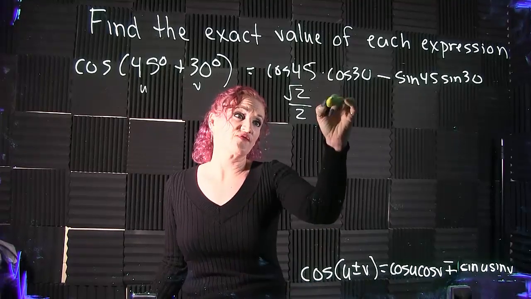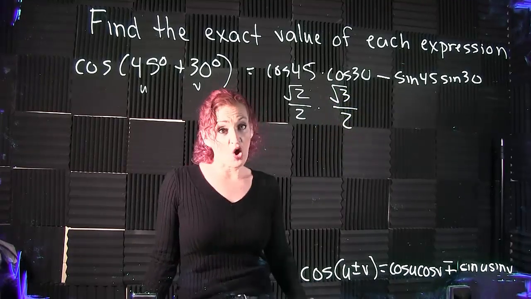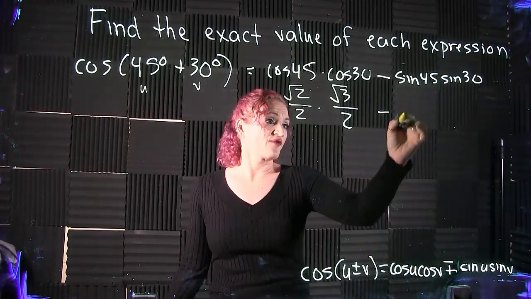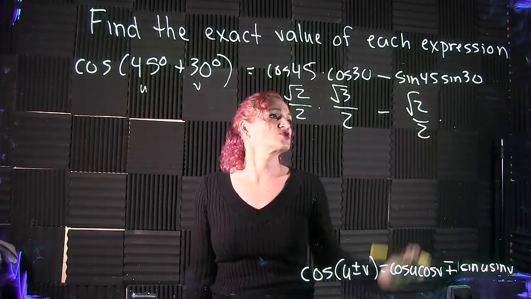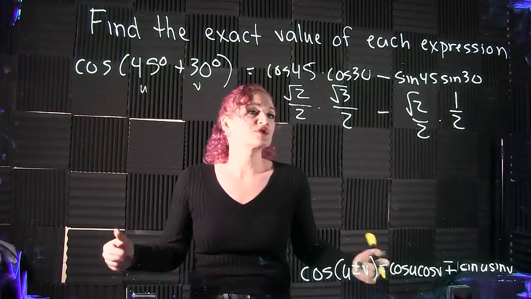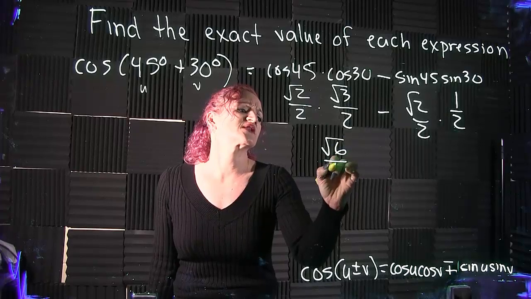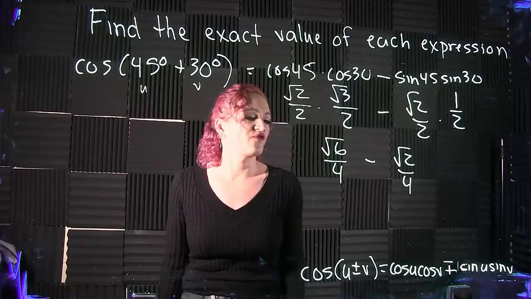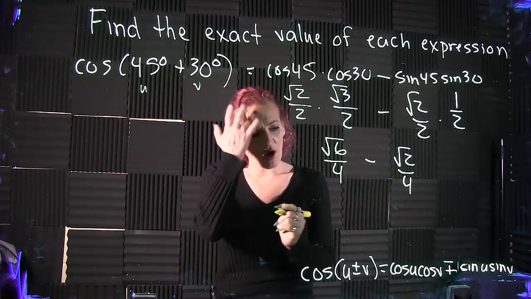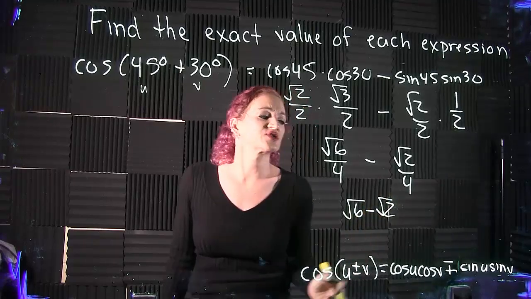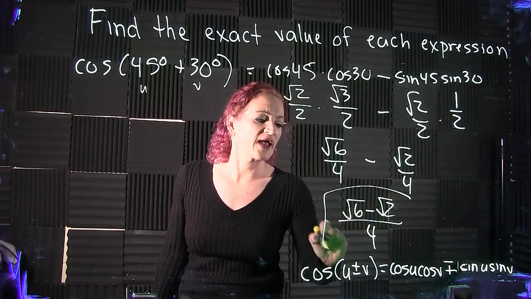Calculating our values here, cosine of 45 is a square root of 2 over 2. Cosine of 30 is a square root of 3 over 2. Drop down your minus sign. Sine 45 is a square root of 2 over 2. And sine 30 is 1/2. Multiply these together, giving us square root of 6 over 4 here, minus a square root of 2 over 4. Again, writing these all as a single fraction, this is going to give us the square root of 6 minus the square root of 2 over 4.